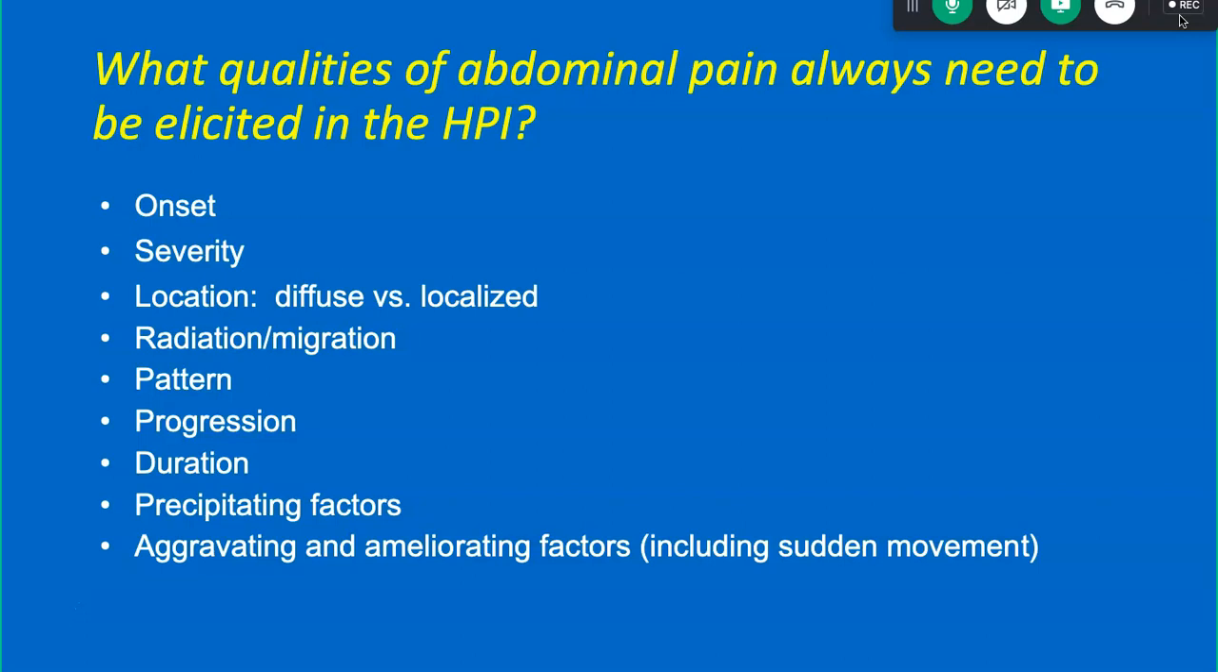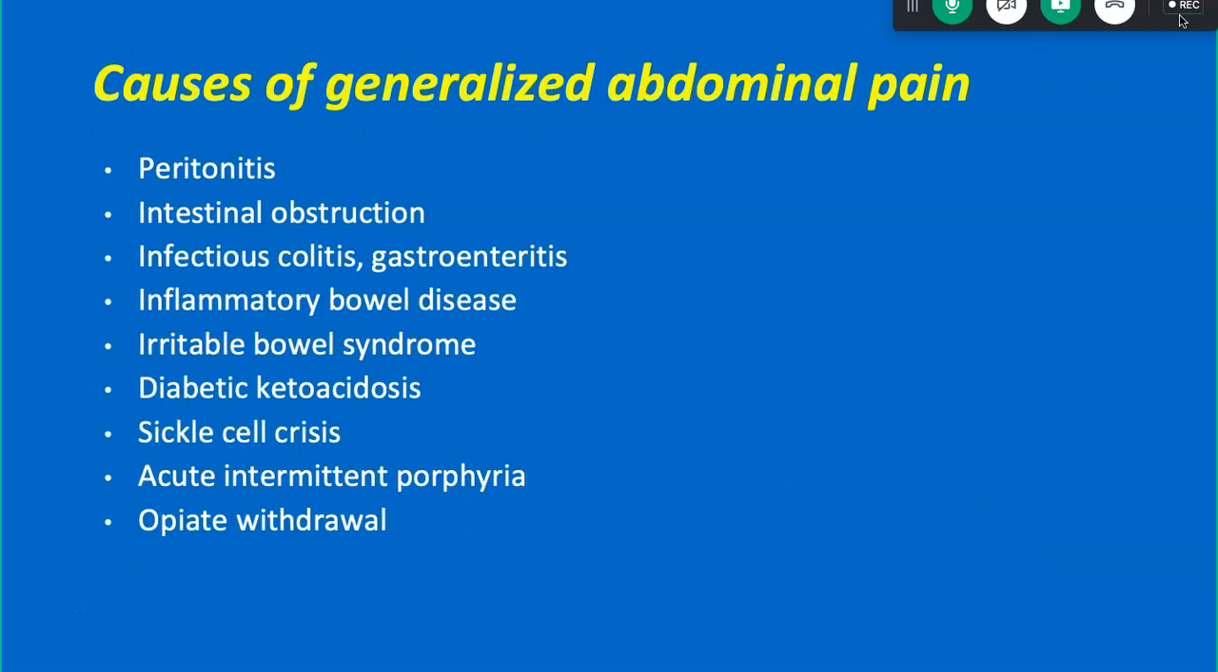Yeah, I think it's really important for students at this point to get a good handle on the abdominal pain and the different qualities of it. Now, when we think about abdominal pain, we often try to distinguish diffuse or generalized abdominal pain from localized abdominal pain. Having said that, there can be a bit of overlap between some of these disease entities.